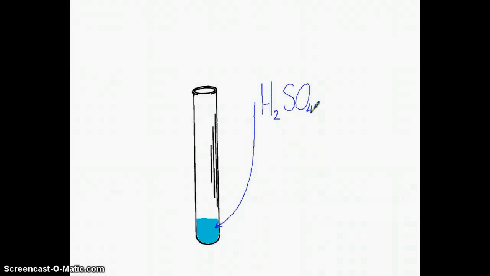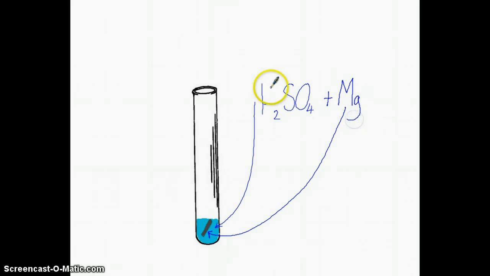Okay, to our sulfuric acid, we're now going to add a small strip of magnesium. Okay, so here's our magnesium. And since we've added it to the sulfuric acid, we'll write that as such. Okay, so magnesium added to sulfuric acid. Almost immediately, we're going to see something happening. Here, we can see there are some bubbles coming up through the liquid.